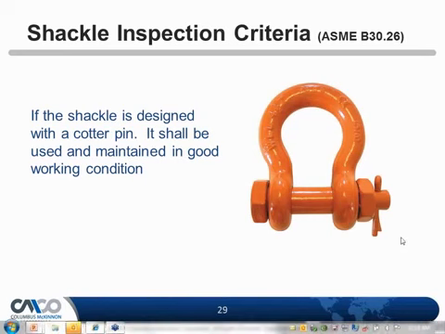Again, if it was designed to have a cotter pin, it must be there in place and in good working condition. So if you have a bolt, nut, and cotter type and you're missing the cotter, you need to get a cotter in there before you use it for rigging.